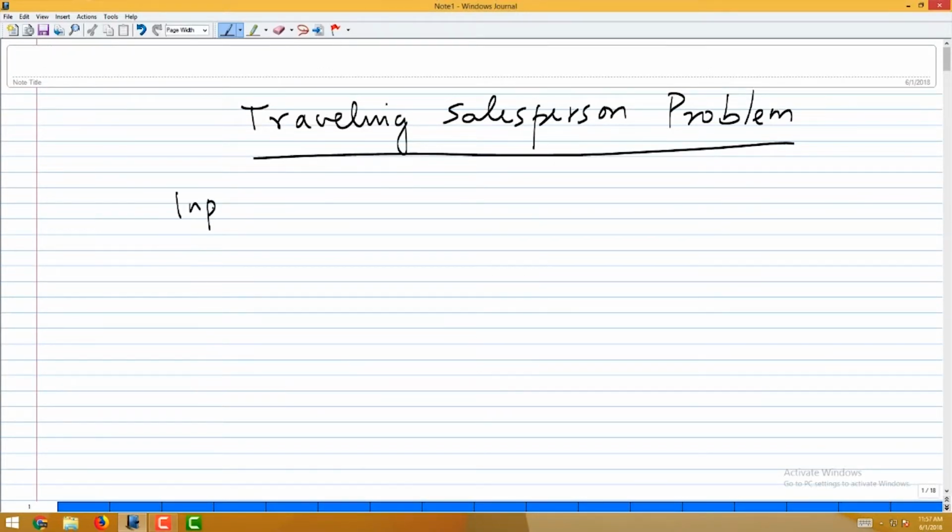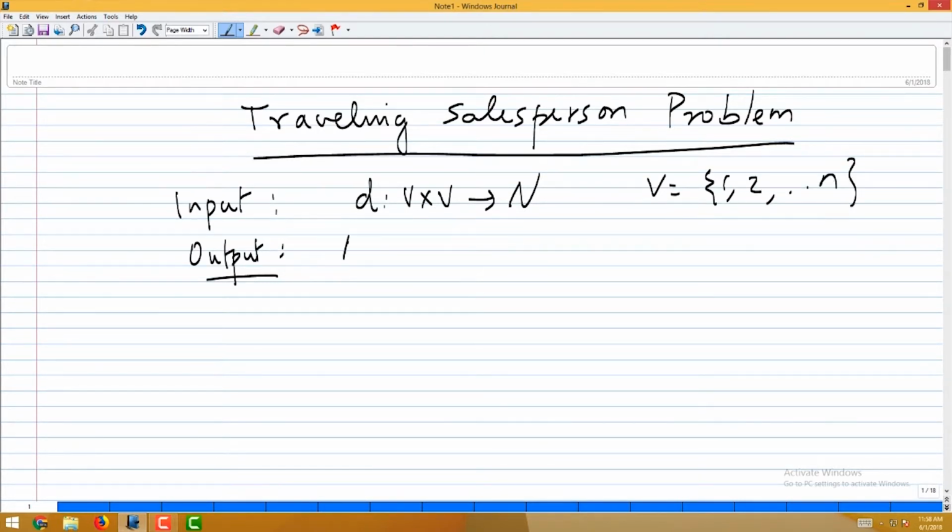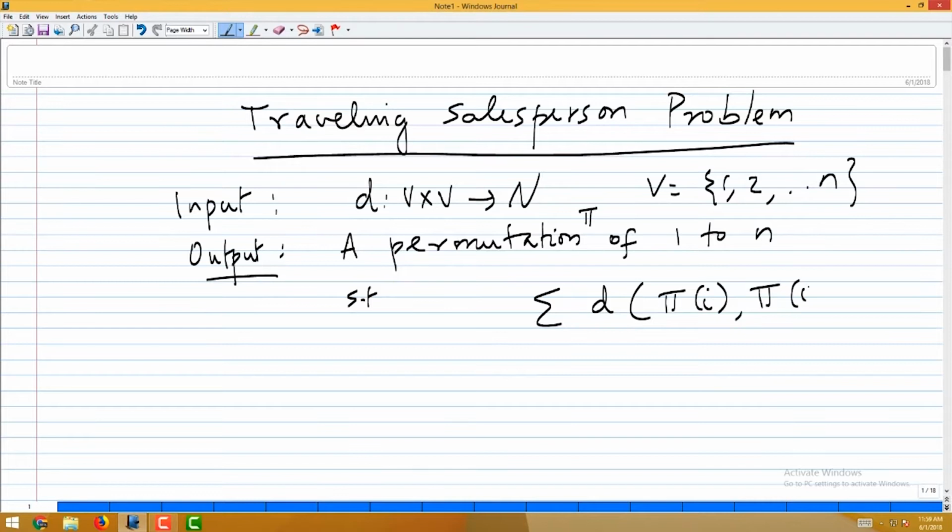So, this input is a complete graph with distances on the edges. Let us say it is natural numbers. Vertex to itself is 0, otherwise you have some distance on the edges. V is 1 to n. And the output is a permutation such that the summation, i equal to 1 to n, of the distance between the i-th and (i plus 1)-th vertex, where this is i plus 1 mod n.